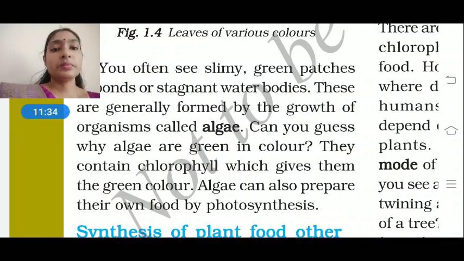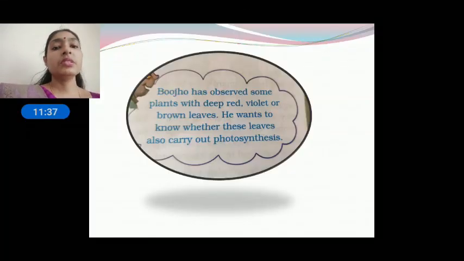Now I think Bhoju has got his answer, that photosynthesis can happen in these plants also, and we can see some green patches like algae also prepare their food. So in this period we have learned about photosynthesis. I hope you have understood.